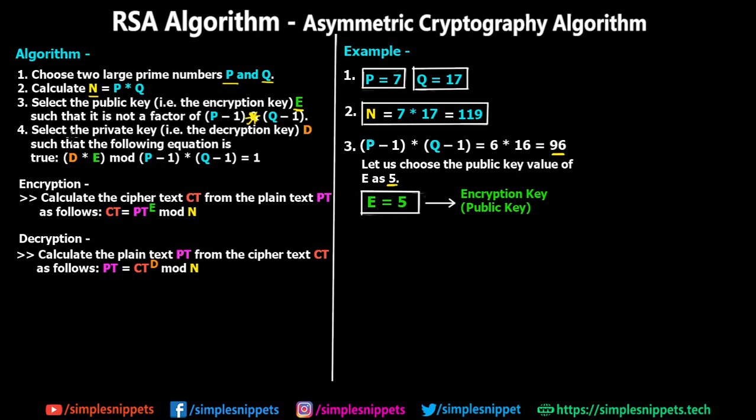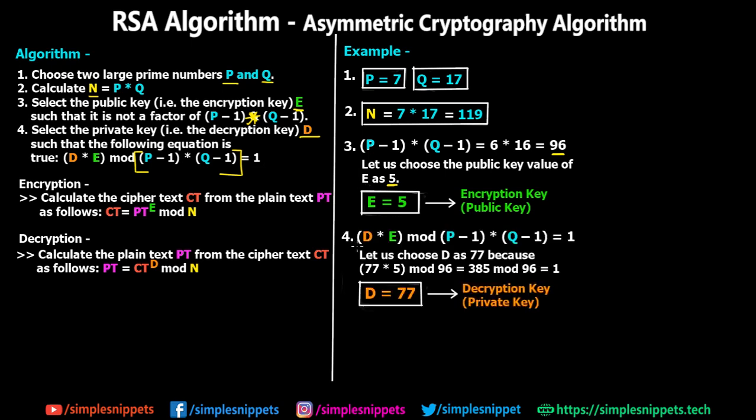Step number 4 says to select the private key, that is the decryption key d, such that the following equation is true. The equation is (d * e) mod ((p minus 1) * (q minus 1)) is equal to 1. So we have to select d such that when d is substituted in this equation, we get the result as 1. Let's see that in step number 4 in the example.